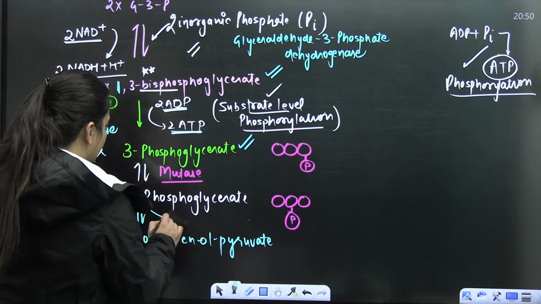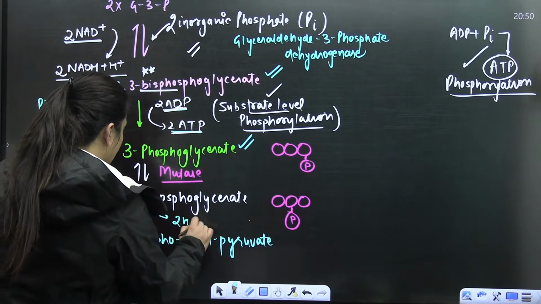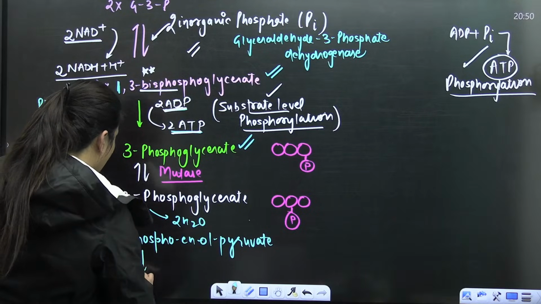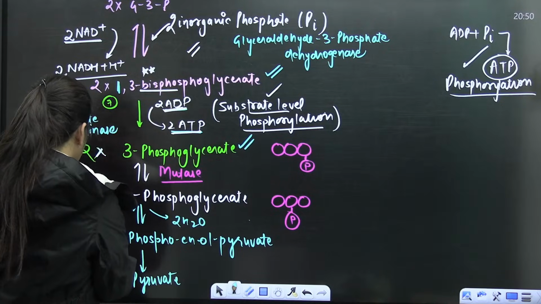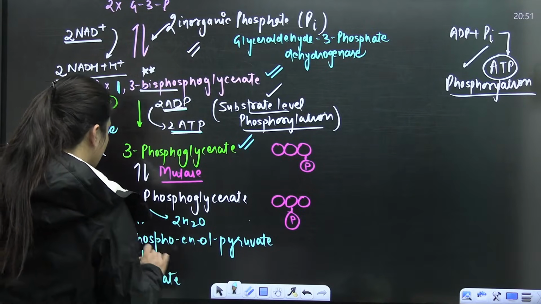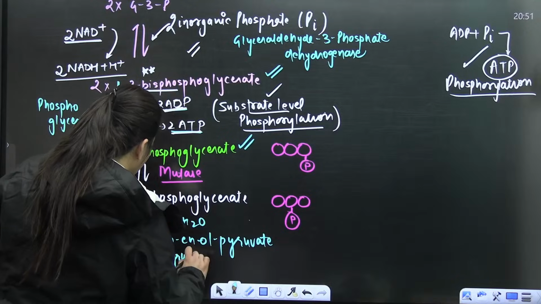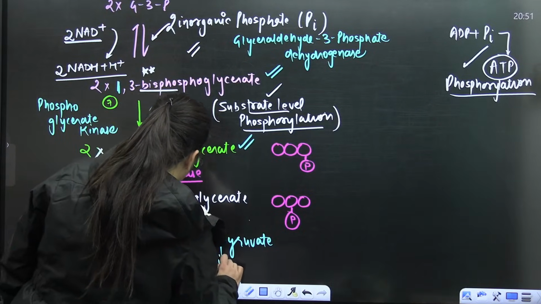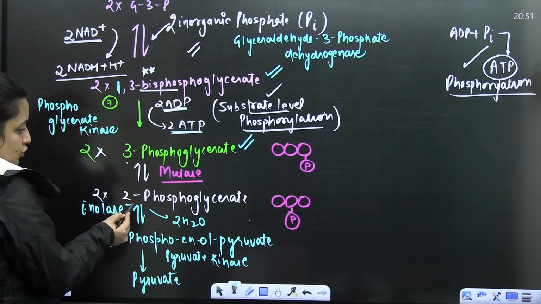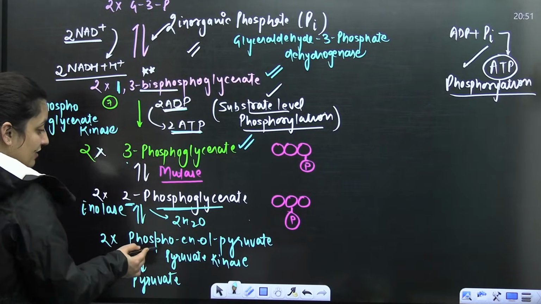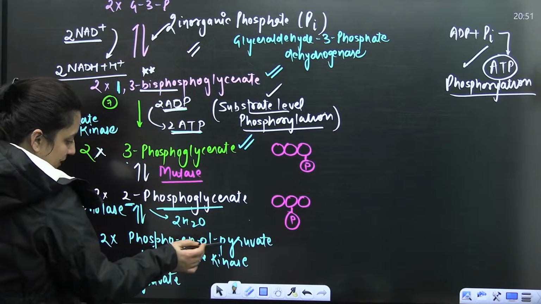Phosphoenol pyruvate. And then finally there is the pyruvate. Here the enzyme used is enolase, and here the enzyme used is pyruvate kinase. But what we have to see here: 3-phosphoglycerate will give us 2-phosphoglycerate, then phosphoenol pyruvate, and finally phosphoenol pyruvate to pyruvate.